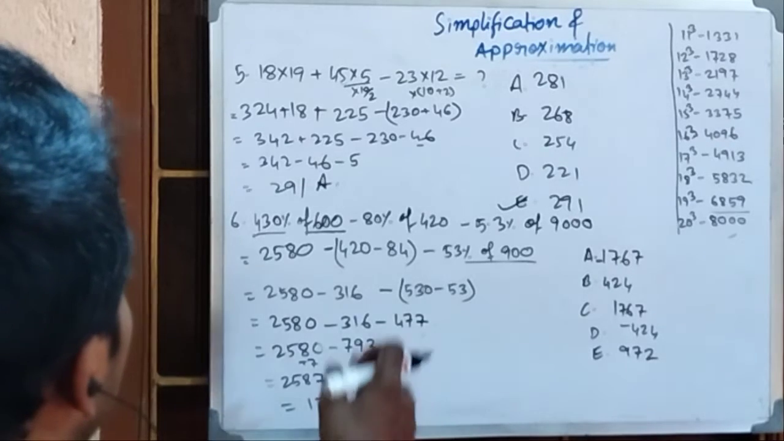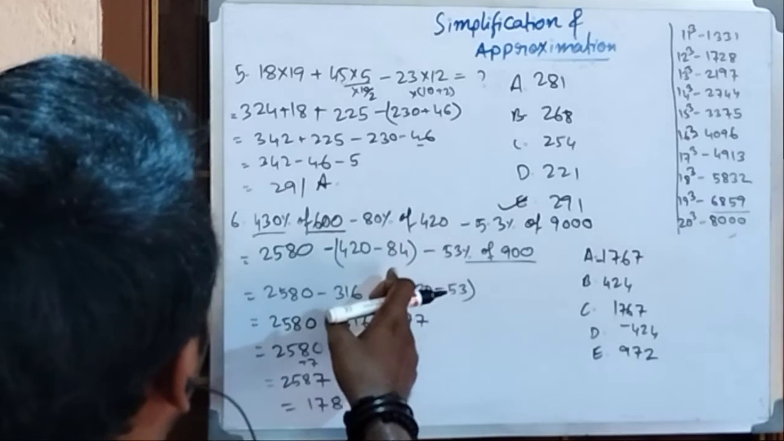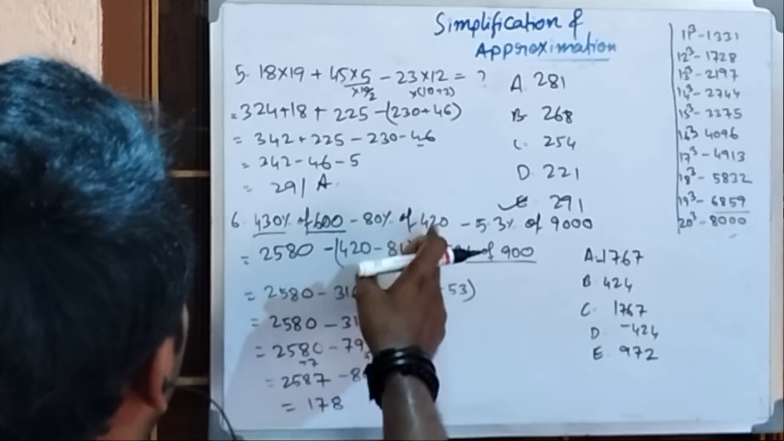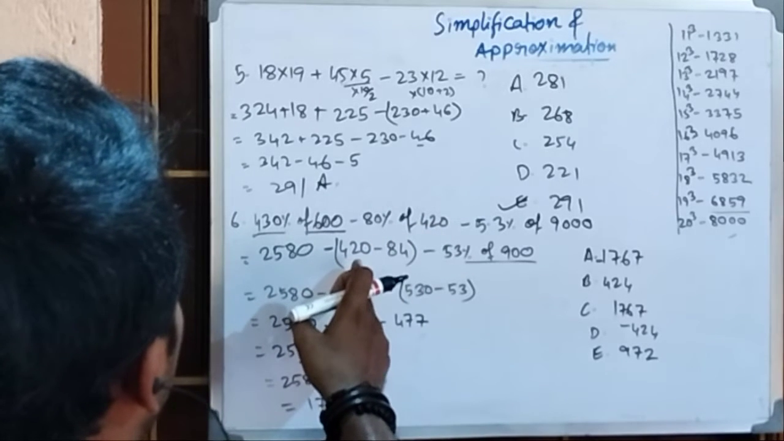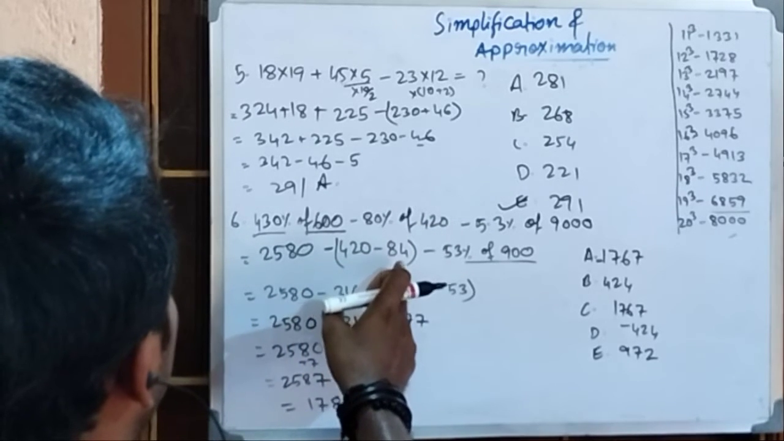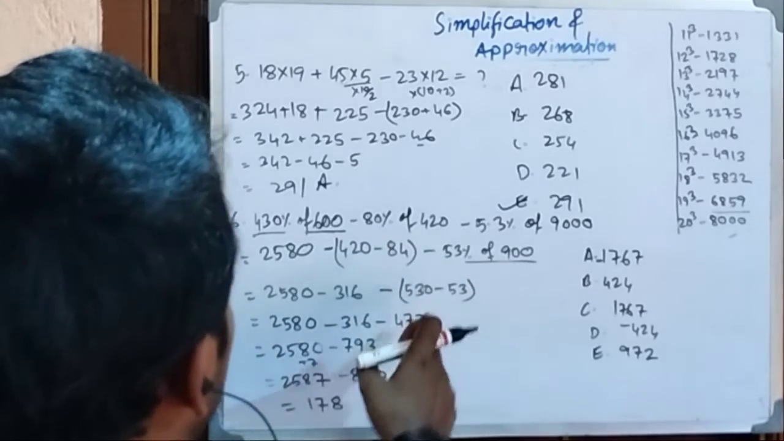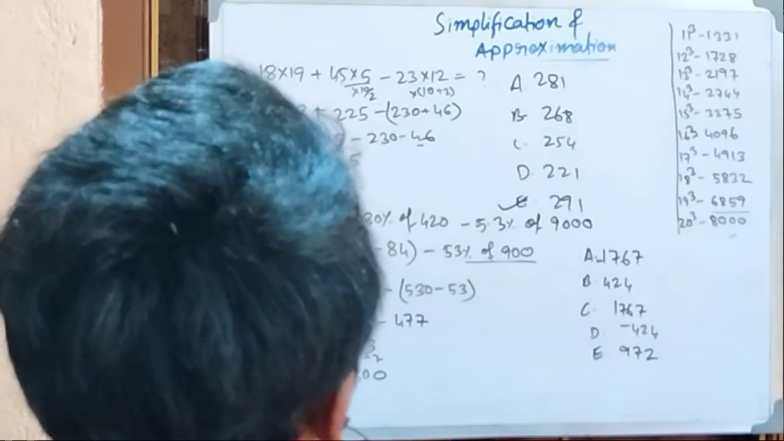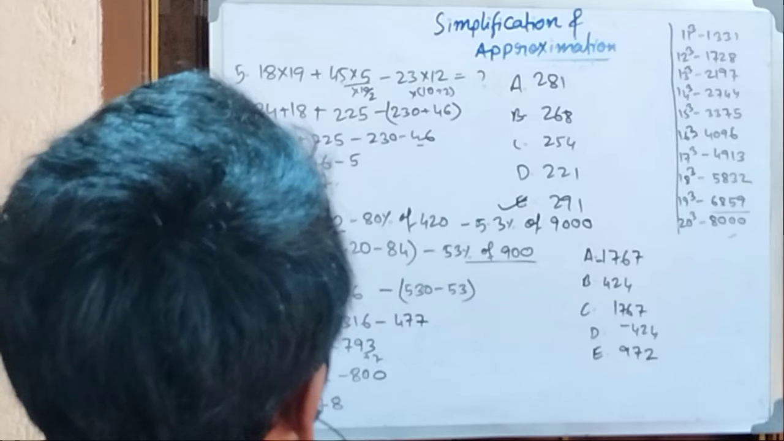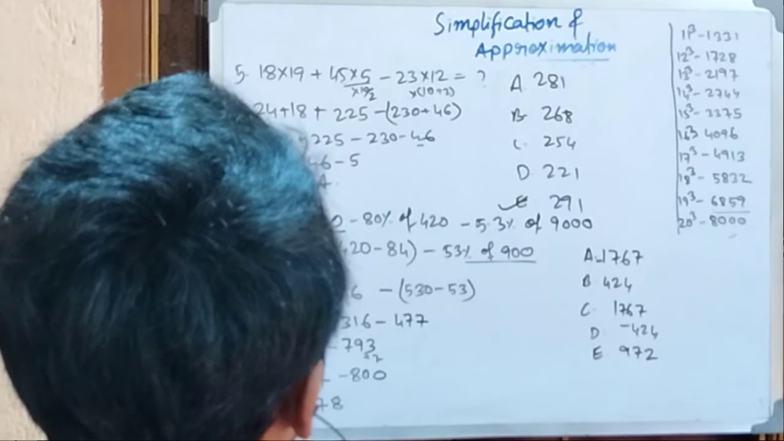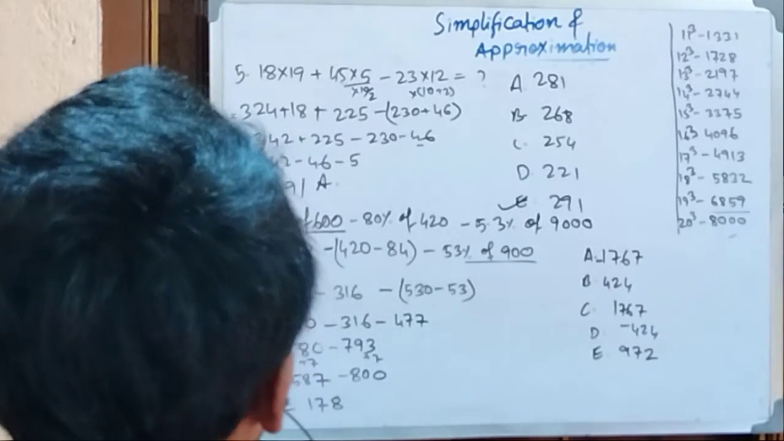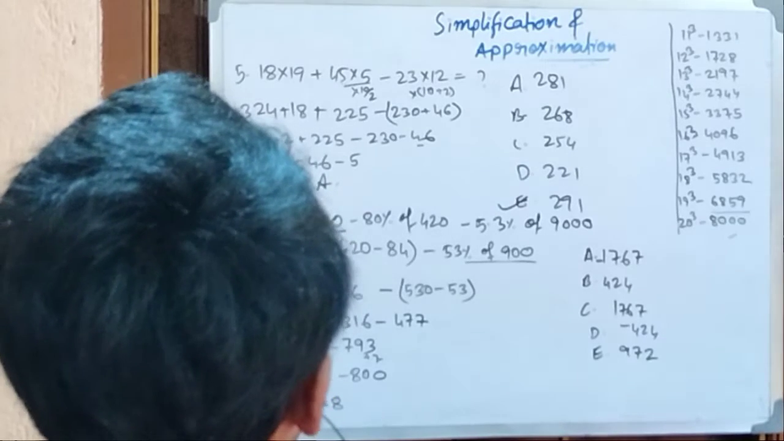Have I done any mistake here? 80%, 100%, 420 minus 20% means 84. 53%, 9 times, 477, 793.